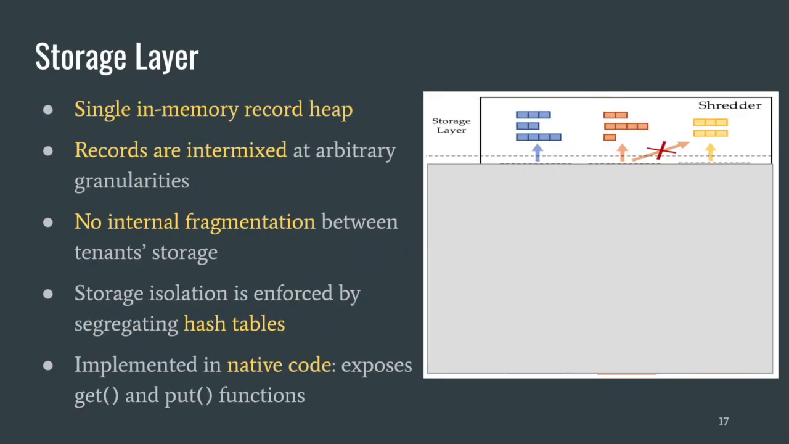All tenant records are allocated as a single in-memory record heap. Different tenant records are intermixed at arbitrary granularities, with no internal fragmentation between tenant storage. The storage layer keeps a hash table for each tenant that maps keys to its data records. To ensure performance, it is implemented in native code and exposes get and put functions.